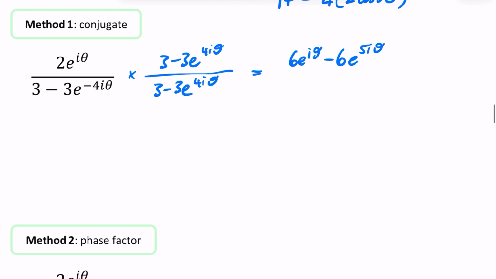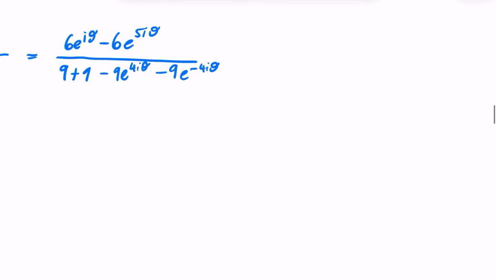A little bit quicker this time. The 3 and the 3 gives me a 9. This one times by this one, the power is 0, so it's just going to be a 1. But you have a minus 3 and a minus 3, so we get another 9 here. Now for the other parts of the brackets expanding, we get a minus 9e to the 4i theta and a minus 9e to the minus 4i theta. So continuing with this, numerator, don't worry ourselves about it for now.